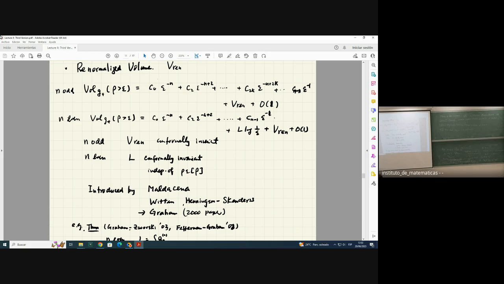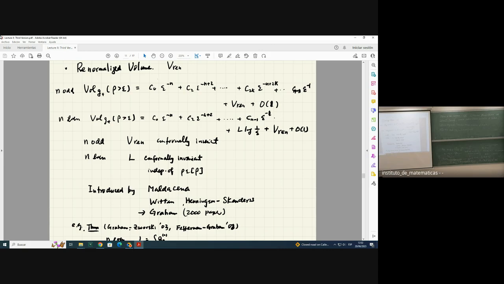So the renormalized volume means you take out the part of the volume which blows up as epsilon tends to 0. You look at the first term which is non-zero, and that's called the renormalized volume. And when n is even, this asymptotic behavior has a log 1 over epsilon term added, and the next term is called the renormalized volume.